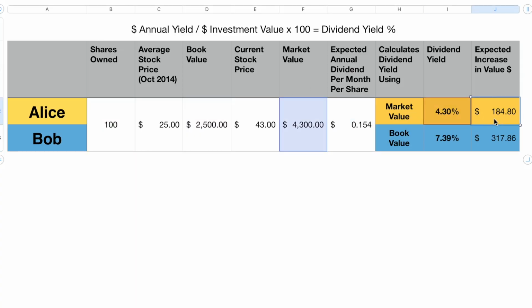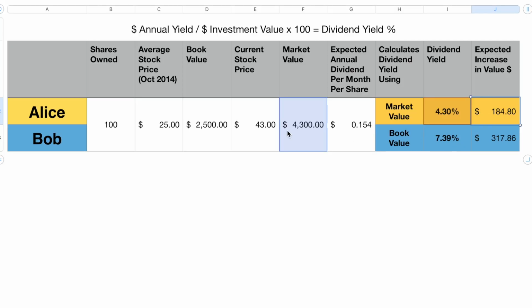So now let's do the math a little bit further. Let's just say, well, we have the portfolio is worth $4,300 right now, and there's no argument there. That's what it's worth now. So if the dividend yield was going to be 4.3%, as Alice has calculated, she would theoretically get $184.80. So 4,300 times 4.3% is $184.80.